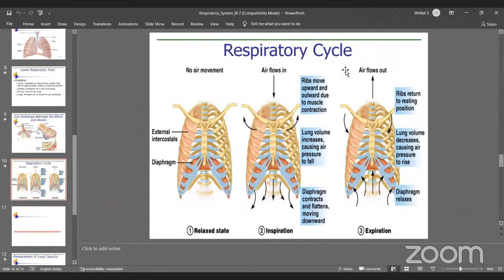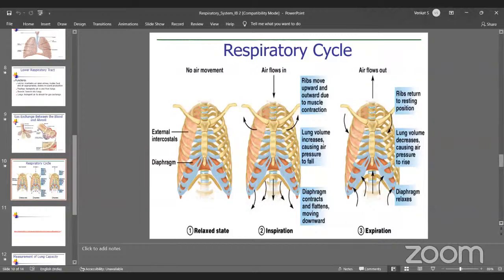Inspiration: the ribs move upward and air flows in. This activity depends on the ribs moving upward and outward due to muscle contraction, like diaphragm contraction. The lung volume increases, causing air pressure to fall. The diaphragm contracts and flattens, moving downward. So this is the inspiration.